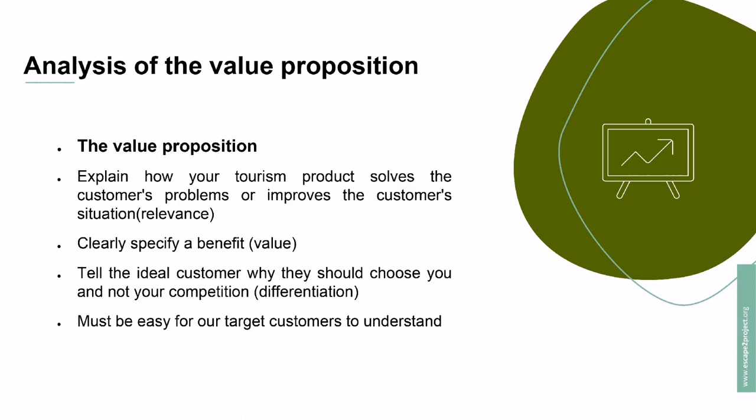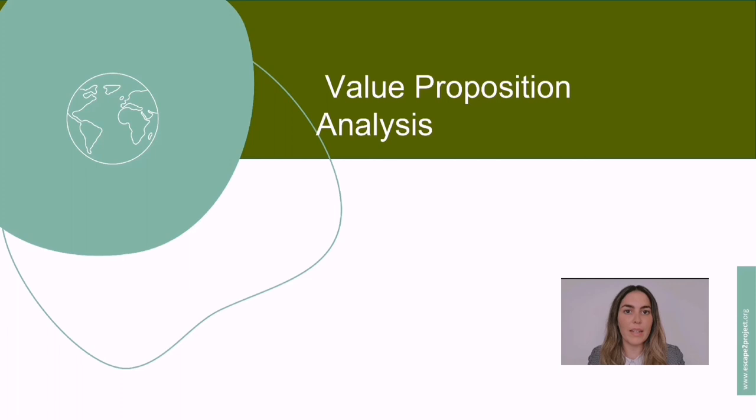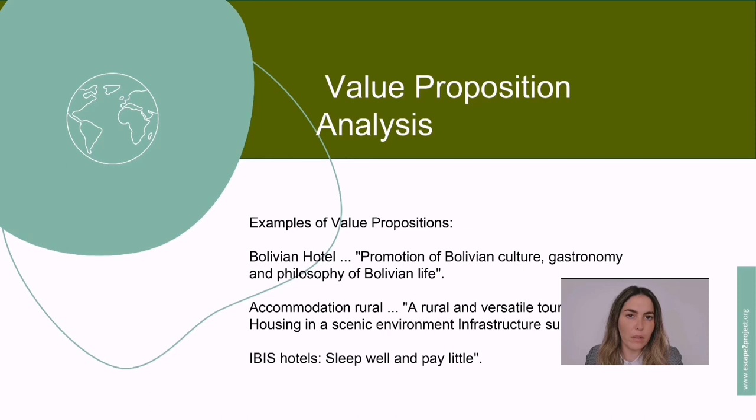Value proposition analysis. Examples of value propositions. The first one, Bolivian hotel: promotion of Bolivian culture, gastronomy, and philosophy of Bolivian life. Rural accommodation: rural and versatile tourist services housing in a scenic environment, infrastructure suitable for four families. Ibis Hotel: sleep well and pay little. You can search for more information about all these things and other examples.